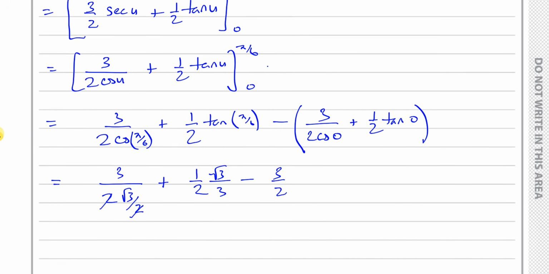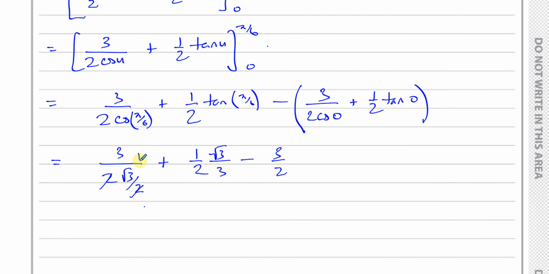Okay, so now we're left with this. If I rationalize by multiplying both top and bottom by root 3, I'll end up with 3 root 3 over 3, so that gives me root 3, plus root 3 over 6 minus 3 over 2. So this is root 3 plus root 3 over 6 minus 3 over 2.